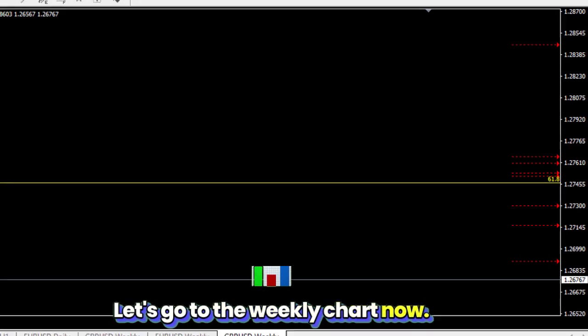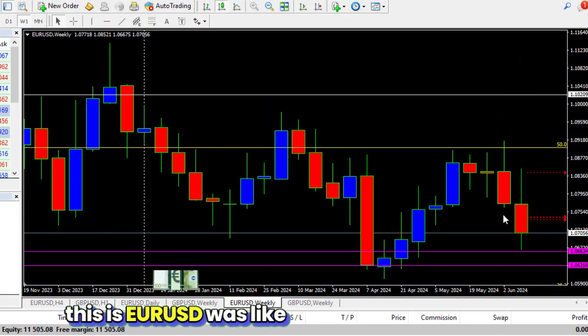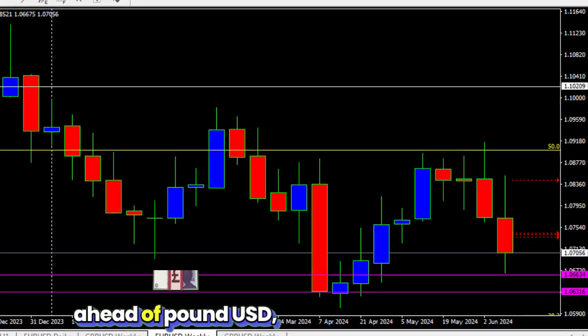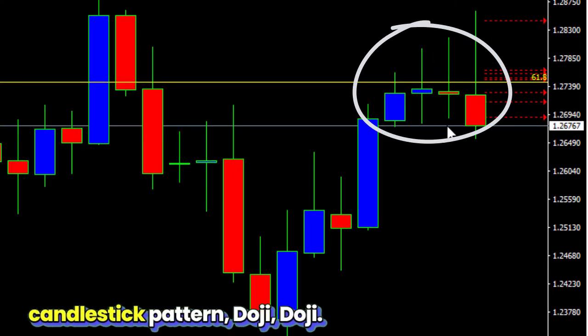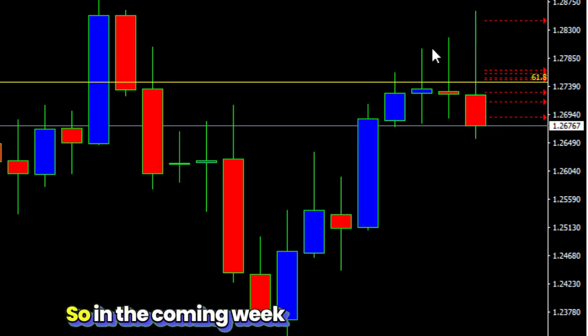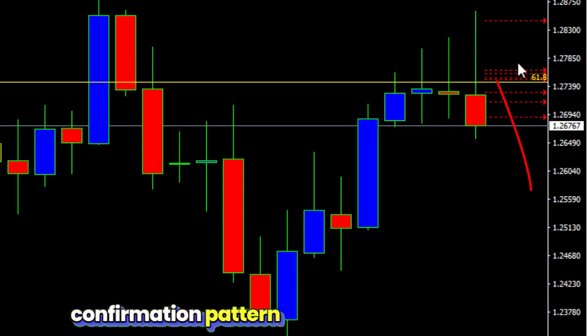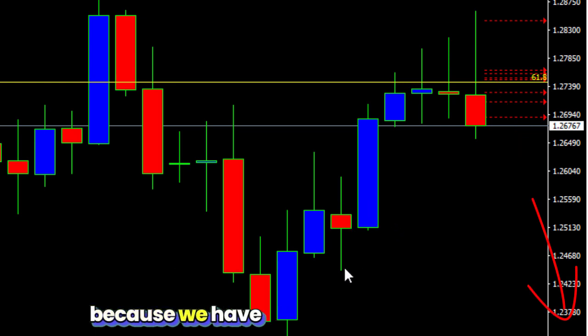Let's go to the weekly chart now. On the weekly chart, you can see it's as if Euro USD was ahead of Pound USD. You can see Pound USD, that kind of bearish candlestick pattern, doji confirmation, is just starting. This is just at the beginning. So in the coming week, we can expect that now we have this kind of confirmation pattern, and expect further declines. And the first target may just be this place here, because we have a buy and a sell here. So that could just be the first place.